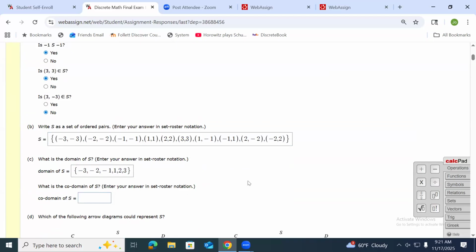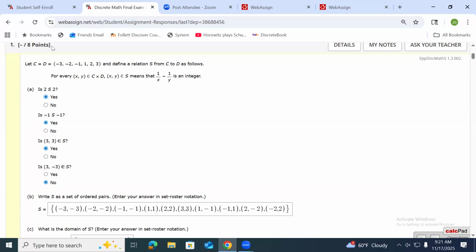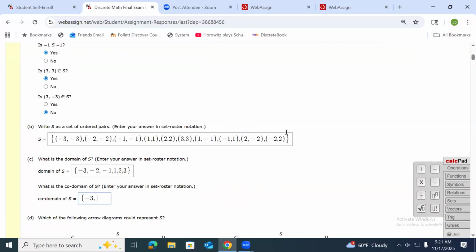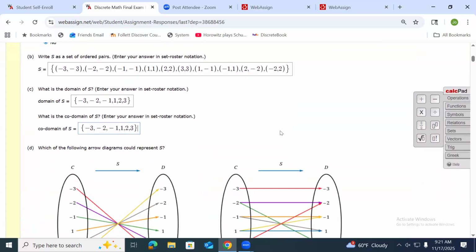What's the codomain of S? That's all the y values. Well, that's actually all the values in the target space. So in this case, the domain and the codomain are both the same: -3, -2, -1, 1, 2, and 3. Which of the following arrow diagrams represents S?